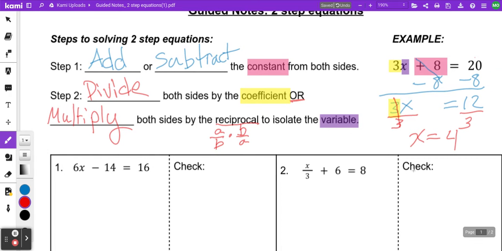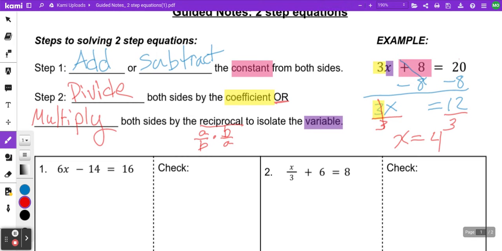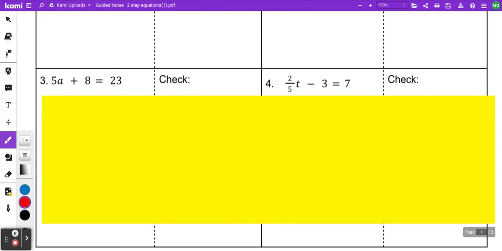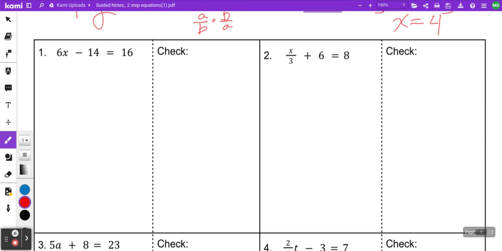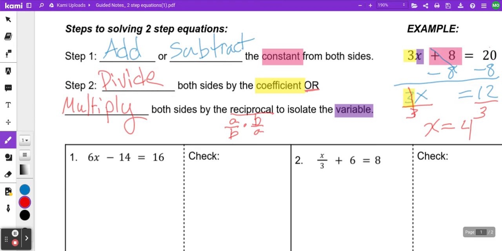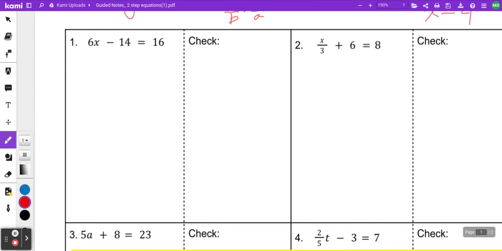Okay, if you need to, pause it and catch back up. I have 2 more I'm going to do with you. And then I'm going to ask you to pause so you can do 2 on your own. All right, so looking back at my steps, I either add or subtract first. If it's a 2-step equation, I have subtraction. What's the opposite of subtraction? Addition. So we're going to add 14 to both sides. Okay, that makes those cancel. So I have 6x equals 30.